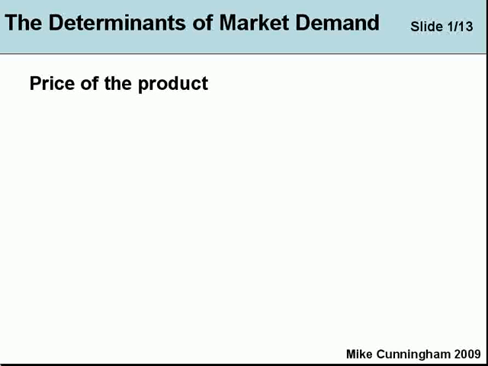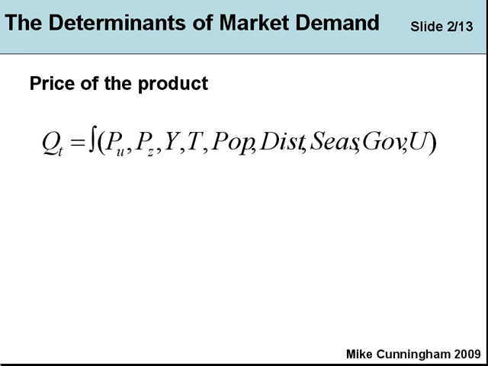In this class we're going to talk about the determinants of market demand, and we're going to start with the price of the product. If you consider the determinants of demand, we could write down an expression like that, which is quite long and quite ugly, to be honest. But it incorporates most of the factors that tend to determine our demand.